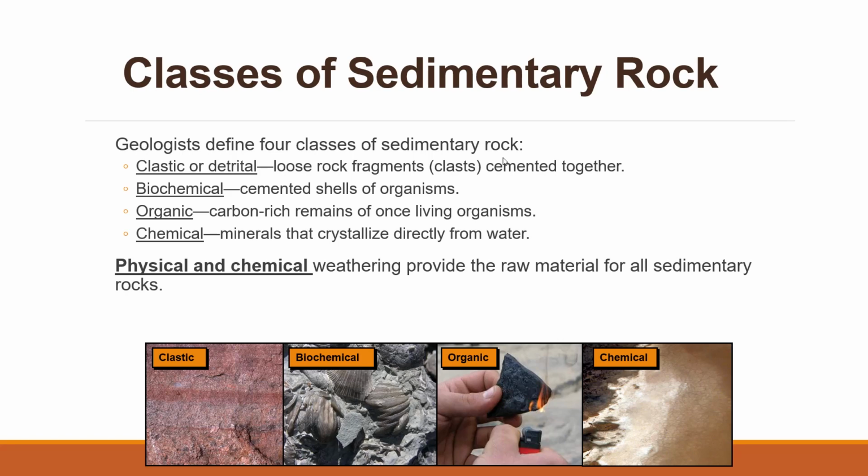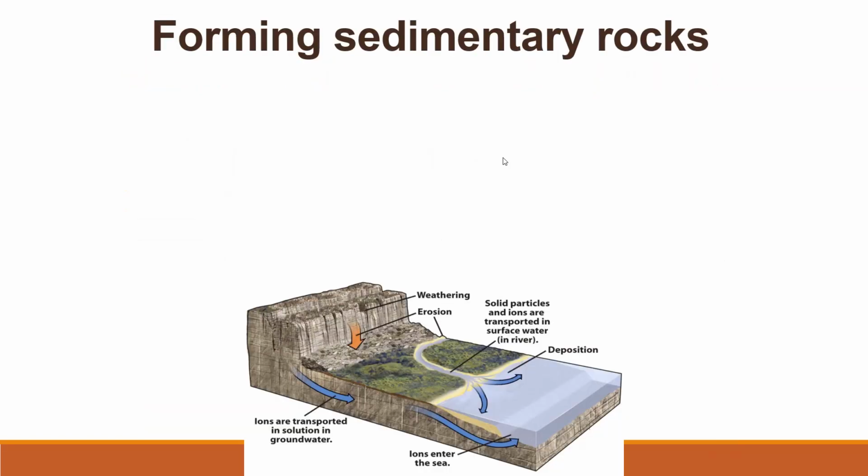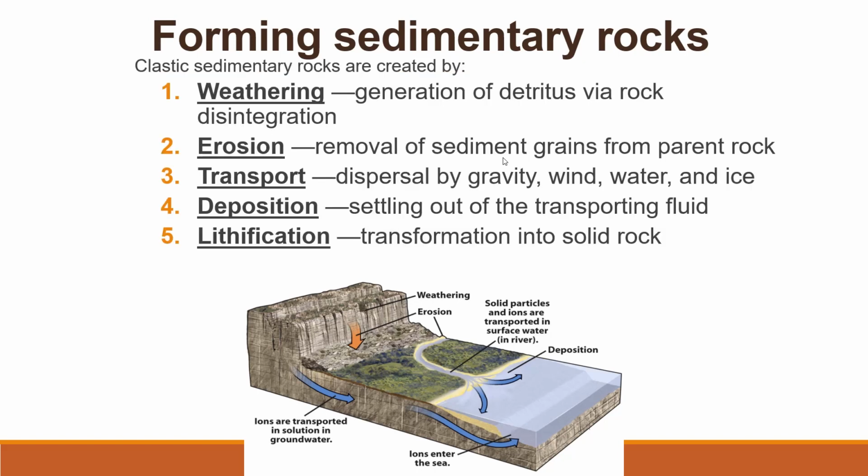So physical and chemical weathering provide the materials for sedimentary rocks. We basically have to break down our rocks to get the particles before we can make new rocks. The way that we form sedimentary rocks is first we have to generate detritus by disintegrating a previously existing rock. That's called weathering. Then we have to remove the sediment grains from the remaining rock, and that's erosion.